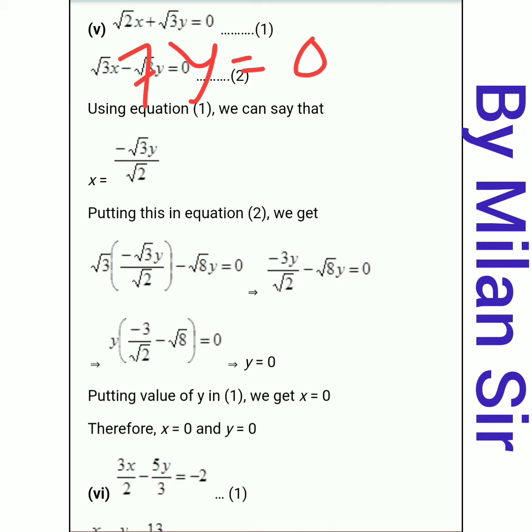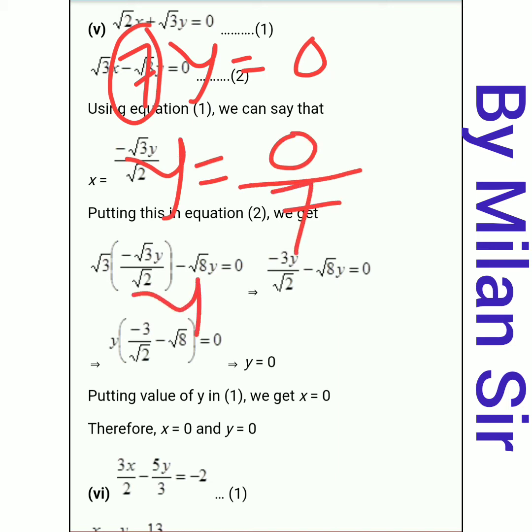Now for finding out y, transfer this 7 to the right hand side. It goes to the denominator. So 0 by 7 is 0. So y = 0.